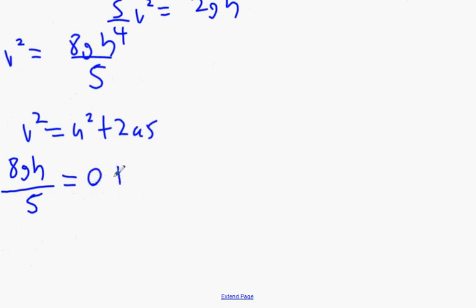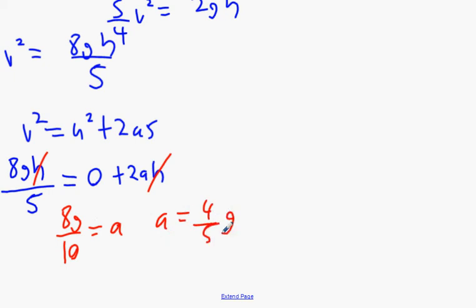2as, 2a times h. H is cancel. Bring the 2 underneath. Hg over 10 equals a. In my book, that's 4 over 5g. And we're close to being done.